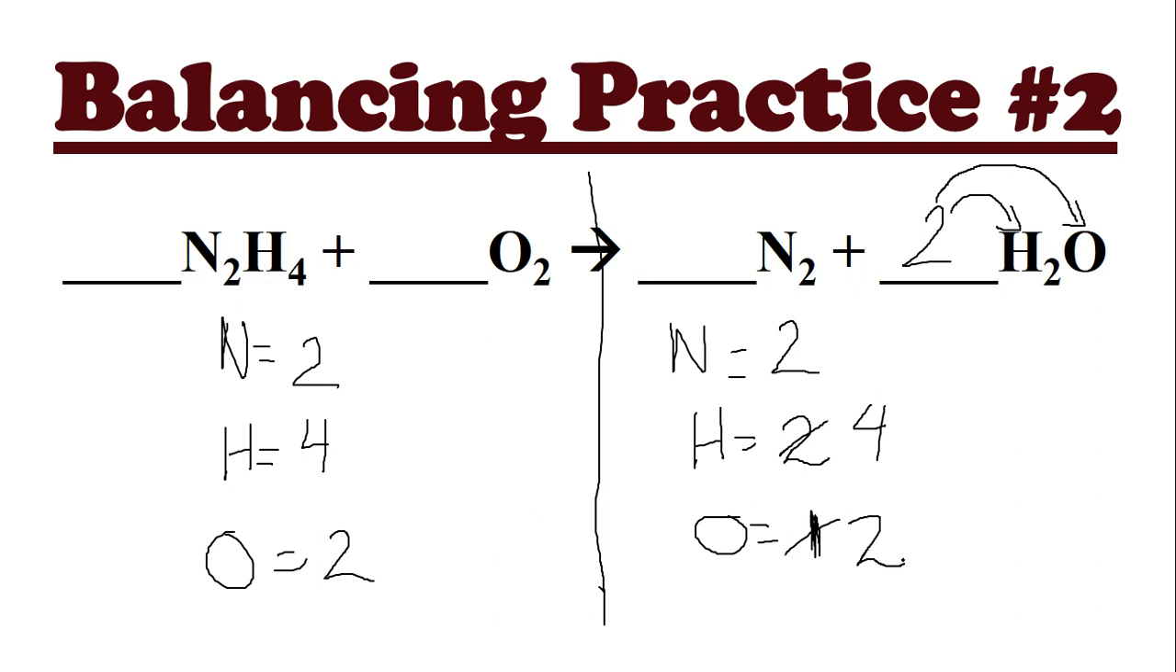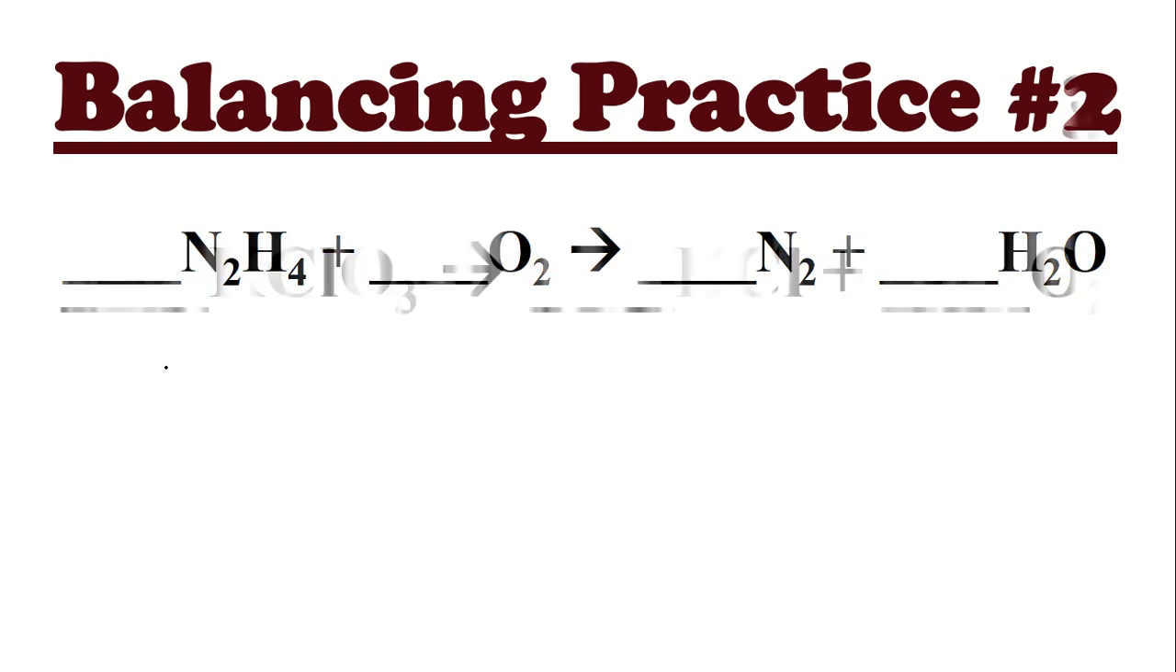All right. Now let's look. Is everything equal? N's are still equal. H's are now equal. O's are now equal. Everything's equal. So what would go into the blanks? Ones. Because ones just keep everything the same. And so this equation is now balanced.